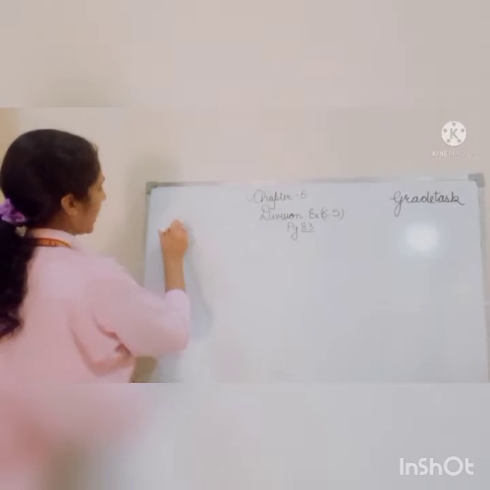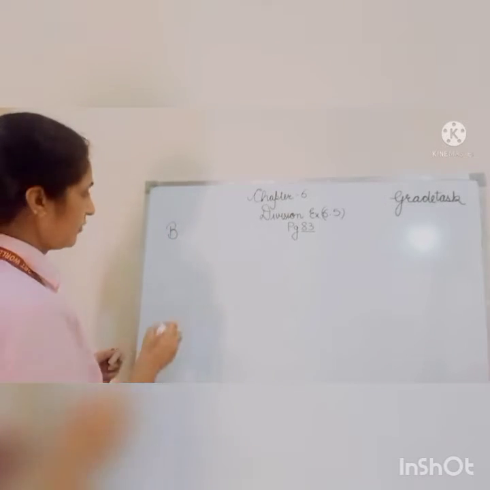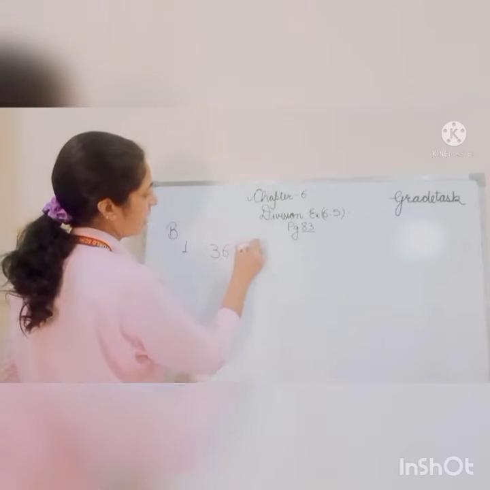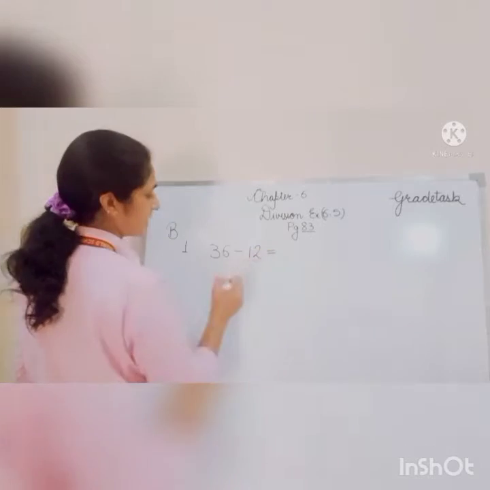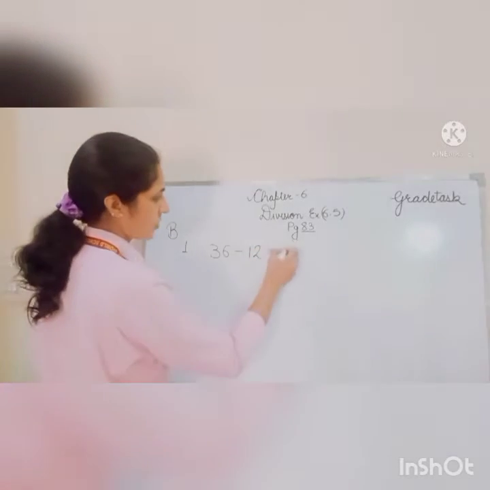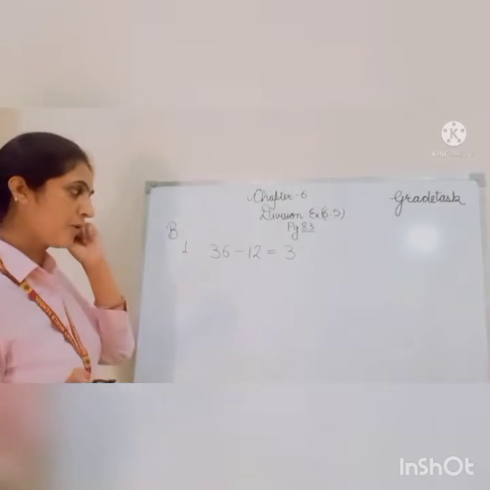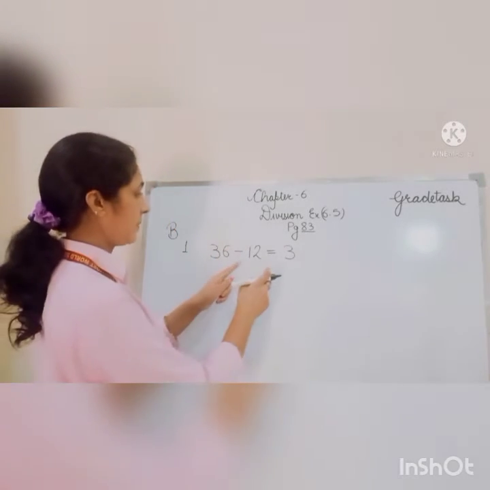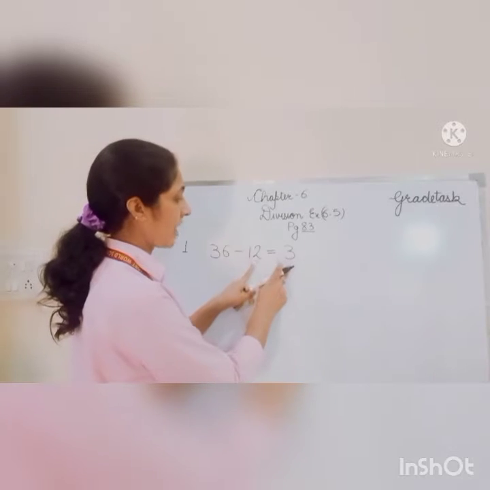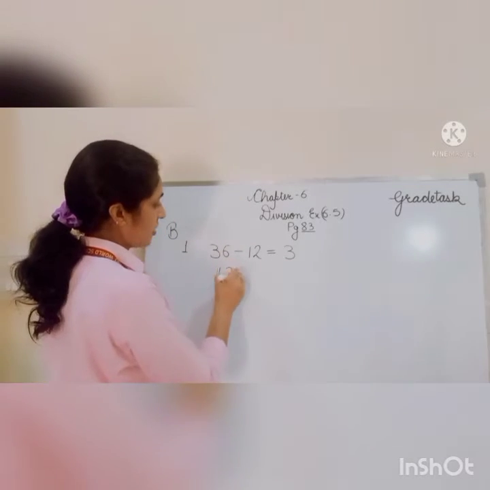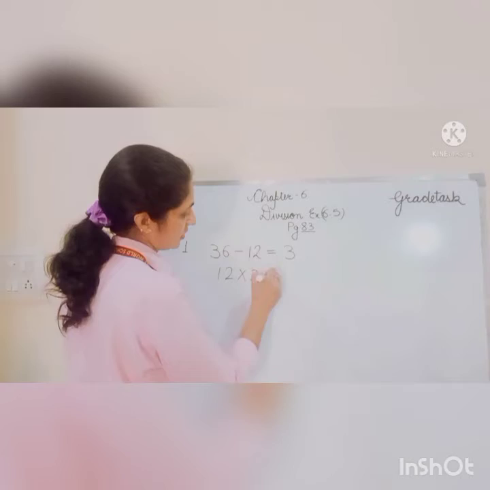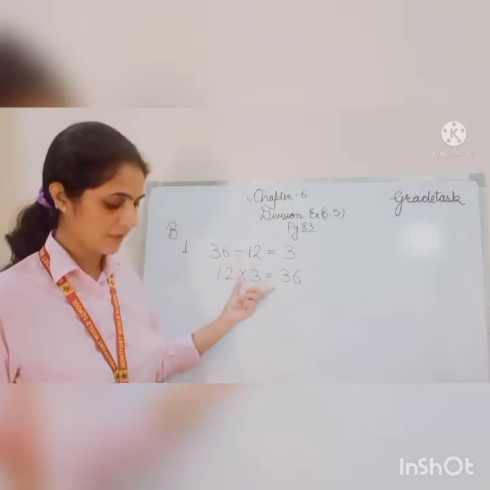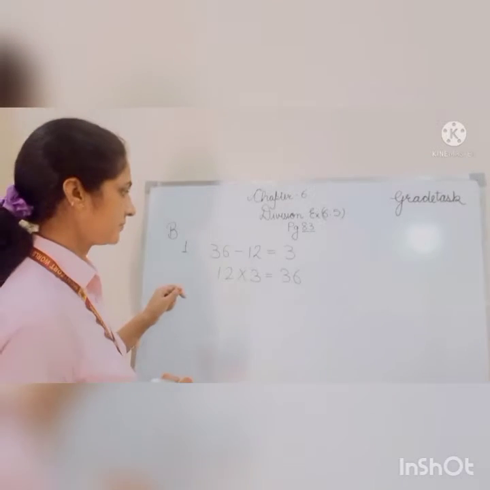Here you have to write the multiplication fact. What is given to you? Division fact is given to you and you have to write the multiplication fact. 36 divided by 12 is equal to 3. So with the help of the division fact we can make the multiplication fact also. Which numbers will we multiply? 12 and 3, when we multiply, we will get 36. So this is your multiplication fact. This number and this number you will multiply, so you will get 36.